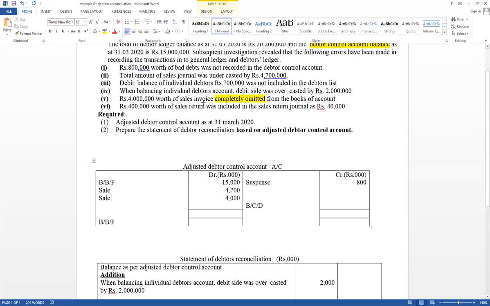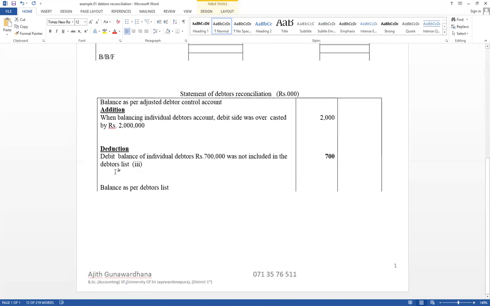As well as completely omitted, it has not been recorded in the individual debtors account either. Therefore, the individual debtors account balance decreases. Therefore, the list balance decreases, and the closing balance decreases. It should be included in the statement of reconciliation as a deduction. The effect is that the closing balance decreases.